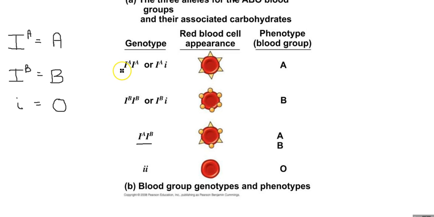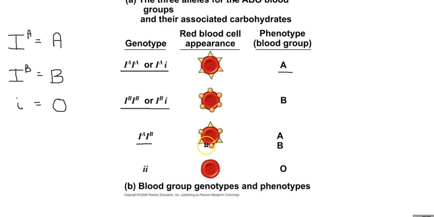I also want you to notice the two different genotypes that could result from a person with a phenotype of A blood. Here we have a homozygous dominant genotype, or individuals that are heterozygous with the lowercase recessive i allele. Both of those genotypes would result in A blood. We see two different genotypes as well for people with B blood. They could be homozygous dominant for B, or they could be I^B i.